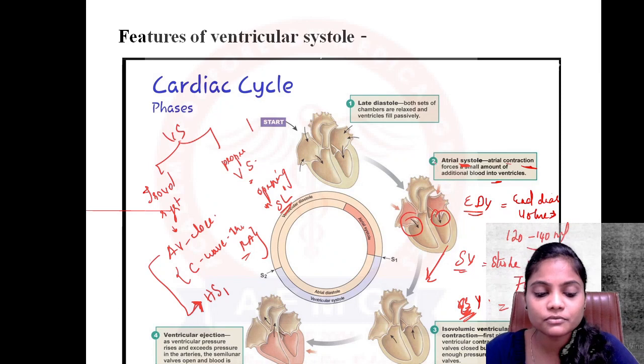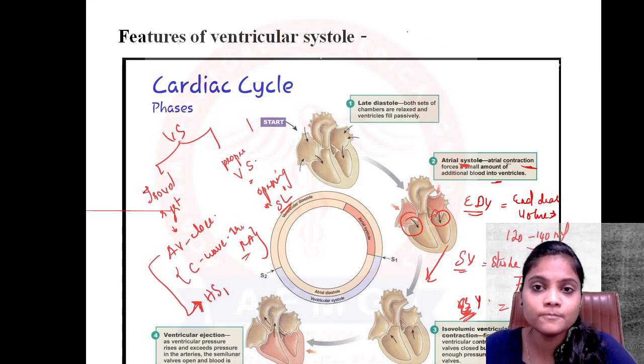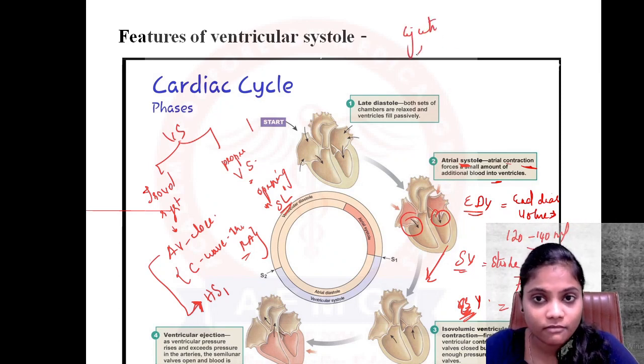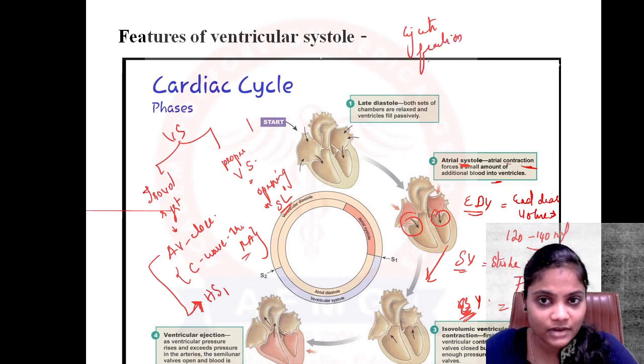So what is the importance of these things? Because you have to find the ejection fraction. Why is this ejection fraction so important?